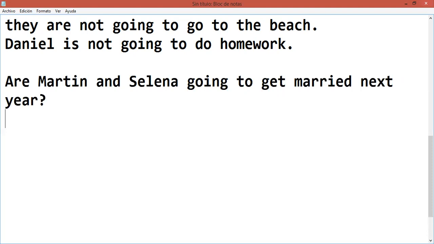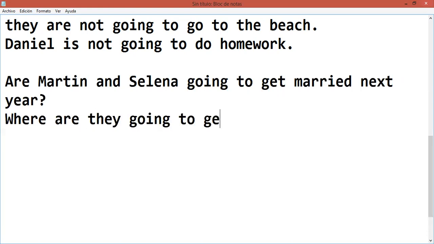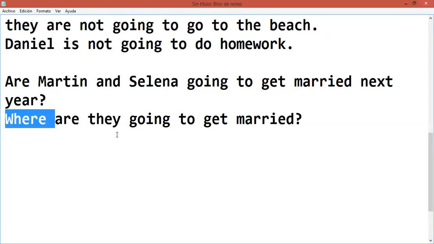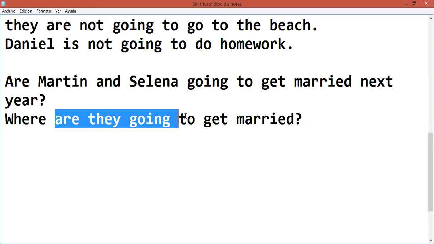Okay. So look at the first one. It says, are Martin and Selena going to get married next year? Prediction, you don't know because you are asking about that. But look at this. Where are they going to get married? We are using the WH word and be going to with a subject pronoun and the complement.